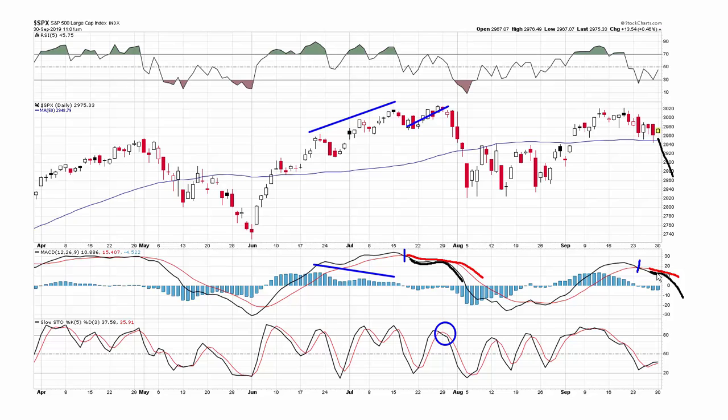But if the black line can cross back up and go sideways, kind of like the weekly, then the market will be fine. The moving average here is the 50, and it's in pretty good shape. So as long as the S&P is above here, if the MACD can move sideways, we're fine. If we get a kiss here, then the market is going to leg down.